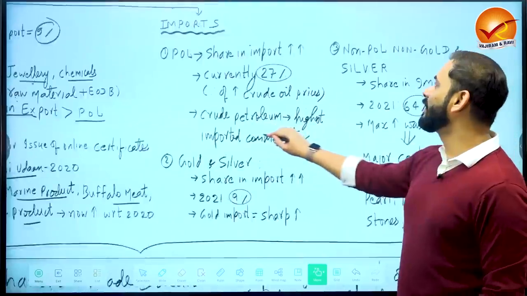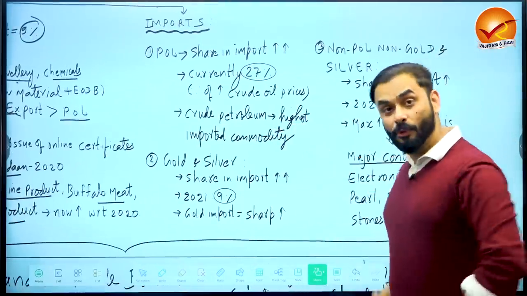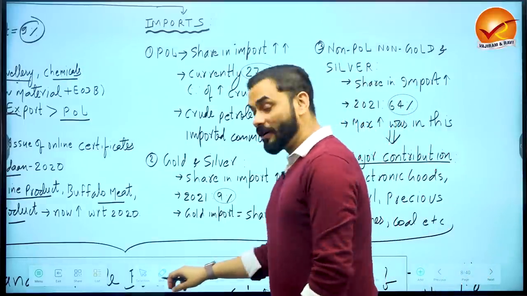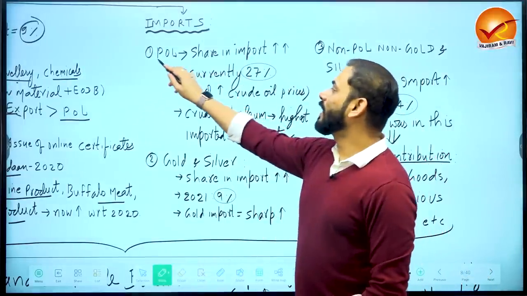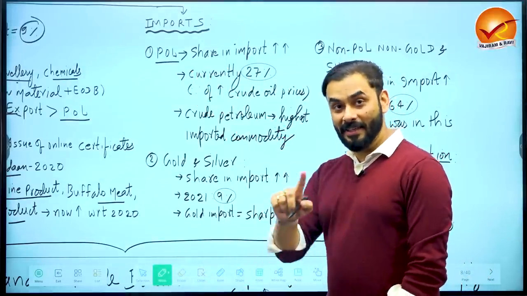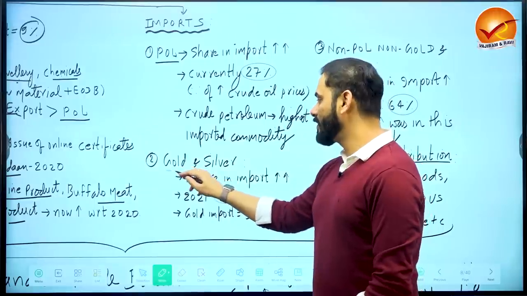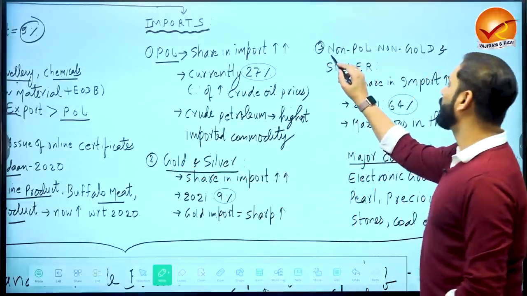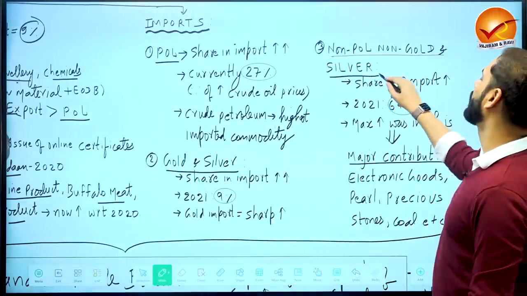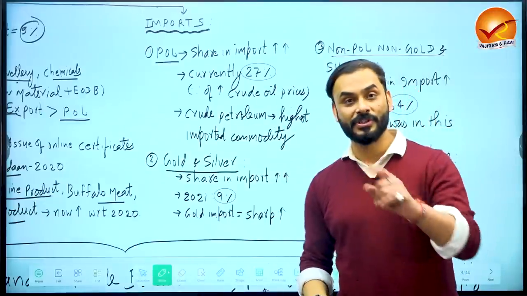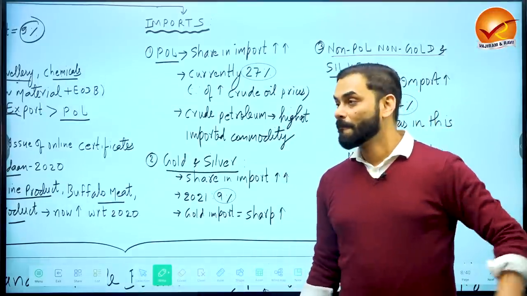So this was about agriculture. Now let's look at the import. As I was telling you, both export and import are important. So in terms of imports, we are going to look at POL, right? And I gave you the basic idea. First thing, POL, second is gold and silver, and third type of import is non-POL, non-gold and silver. So there are three types of imports under balance of payment, right?